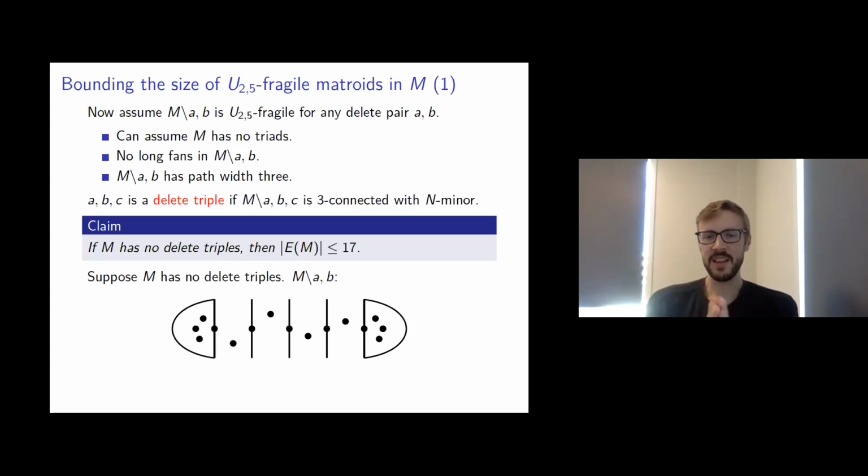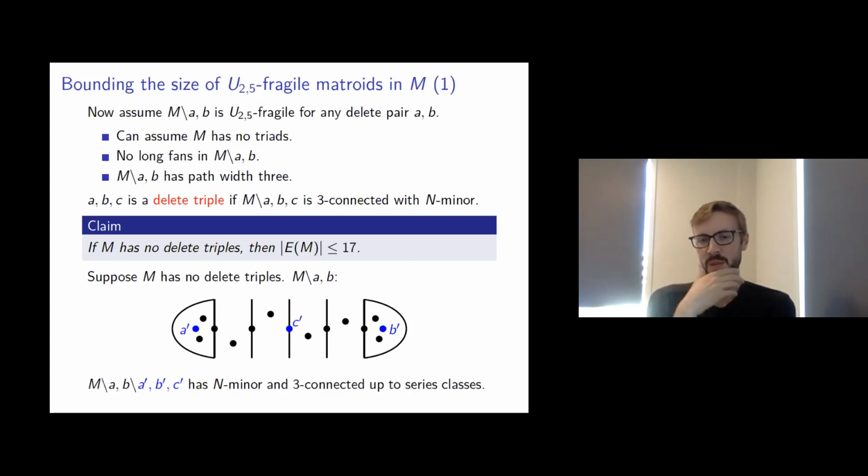If you had a long path-like thing like this, we could pick one element from one end, one element from the other end, and something from the middle. I'm picking elements in such a way that when we delete them, we keep the minor, and also keep 3-connectivity up to series classes. This is really a consequence of the fact that we've got something fragile. So now M delete AB, A prime, B prime, C prime has this minor and 3-connectivity up to series classes.